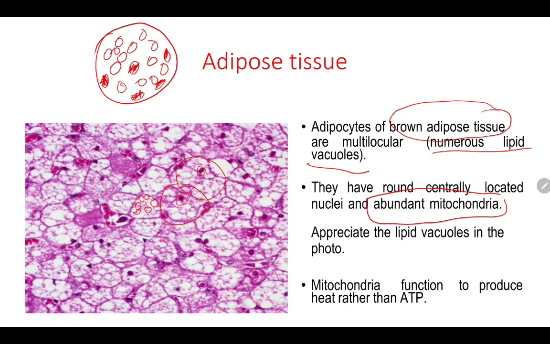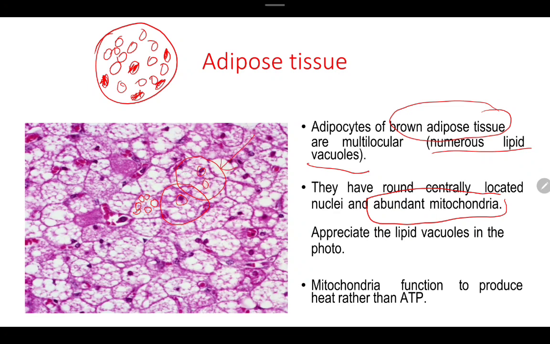Let's take a look. Deep inside the brown adipose tissue, you can see multiple mitochondria. Let me give you an example. Here, this is an adipose tissue. Tama?